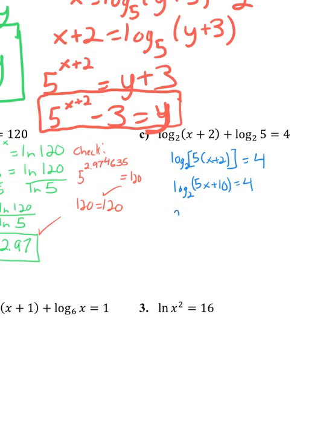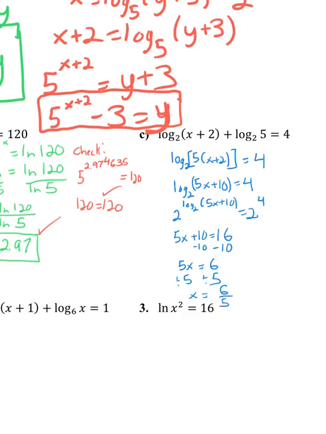And now I can do base 2 to both sides. Because this was a log base 2, that's why I chose the base 2. And I get 2 to the 4th power on the other side. So 5x plus 10 equals 16. That's 2 to the 4th power. And then I'm going to just simply solve for x. Subtract 10 from both sides. 5x equals 6. Divide both sides by 5. And I get x equals 6/5.